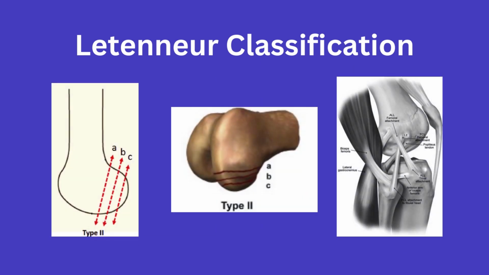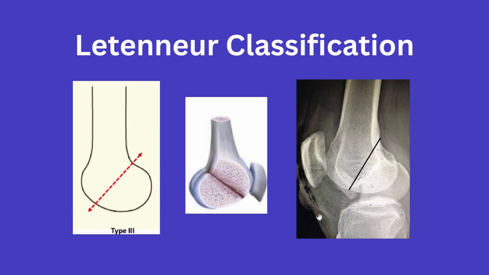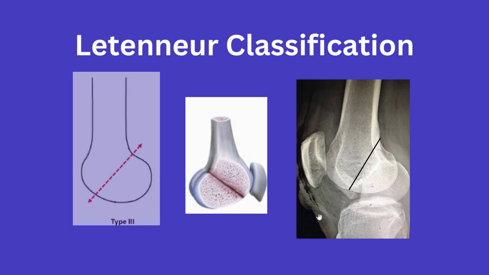Type 2 involves a fracture horizontal to the base of the posterior condyle and are posterior to the attachment of the LCL. Finally, a type 3 is an oblique fracture of the femoral condyle with a fracture line anterior to the ACL, LCL, popliteal tendon, and lateral head of the gastroc.